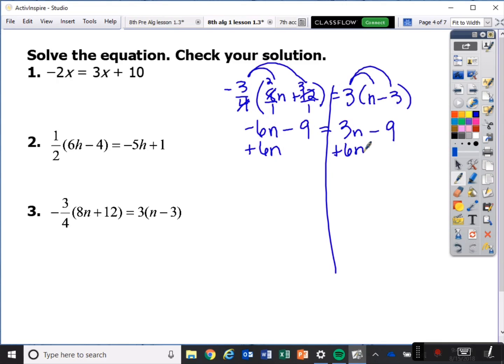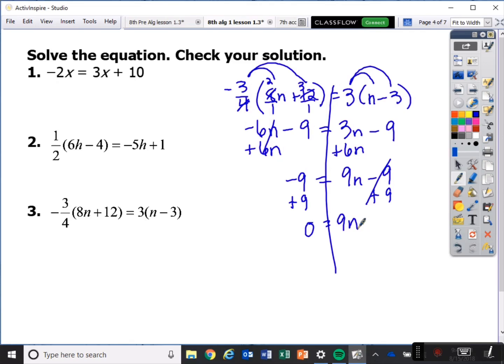You good? Alright. So I've got -9 equals, what's 3n plus 6n? 9n. Now it's an easy problem, right? What do we get rid of first? Plus 9. What's -9 plus 9? 0. Don't even gotta put the 9 because it's gonna be 0.